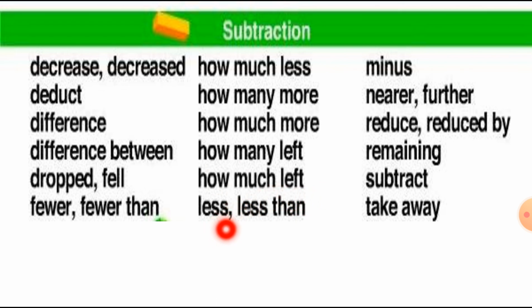This is boys less than, girls less than, this is less or less than. Then minus, nearer, further, reduced by, remaining, subtract and take away. All these words indicate that we have to follow the subtraction operation with this word problem. So you must note down these keywords into your fair book.